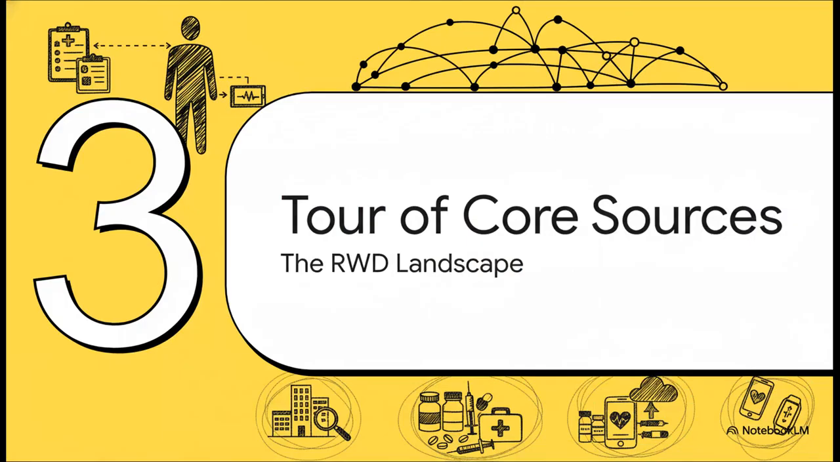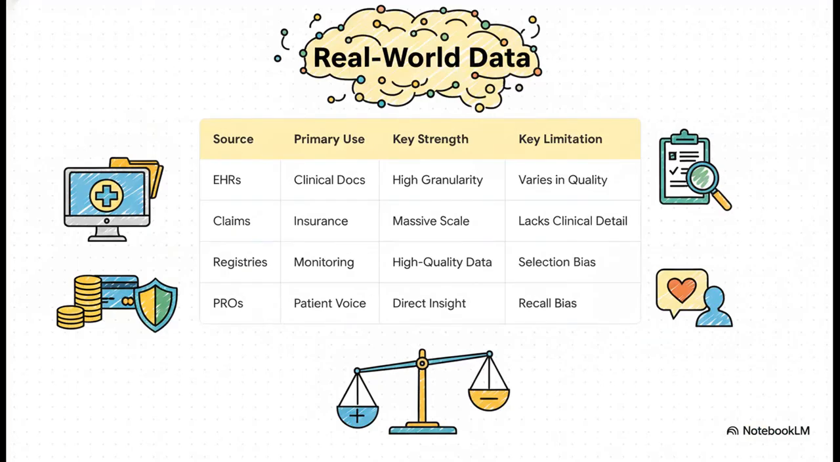Okay, so we know what it is and why it matters, but where does all this data actually come from? Let's take a quick tour of the main sources of RWD. This gives us a great bird's-eye view of the landscape. You've got electronic health records, claims data, registries, patient-reported outcomes, the list goes on. And think of it this way. Each one has its own unique superpowers and its own kryptonite.